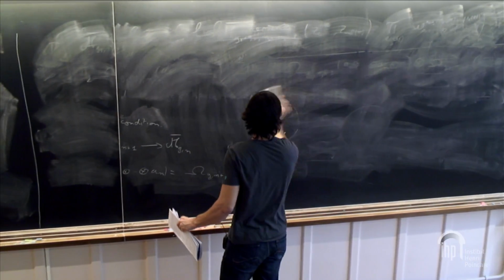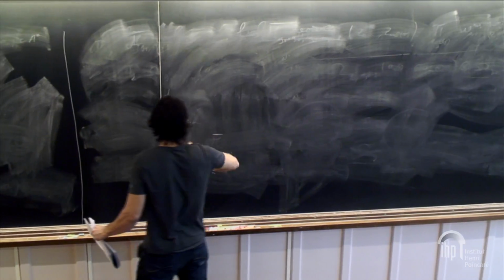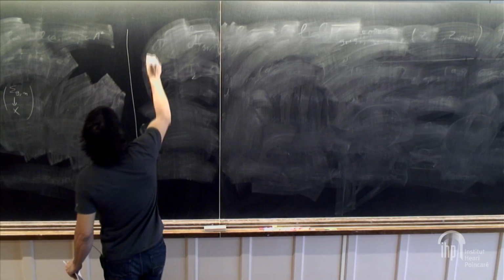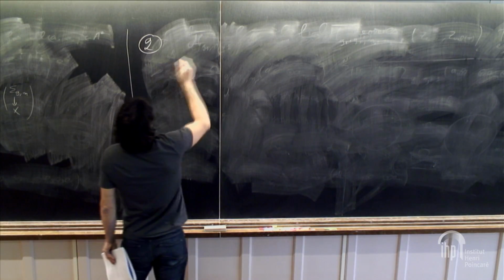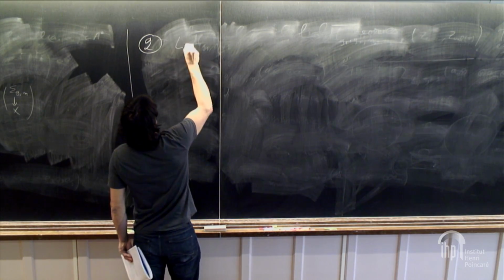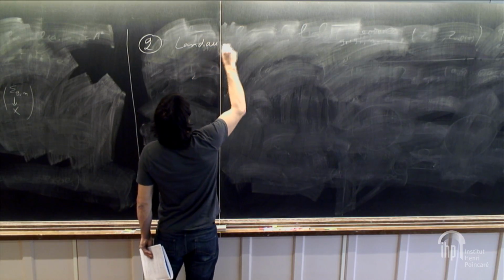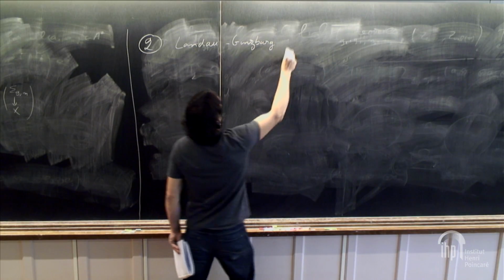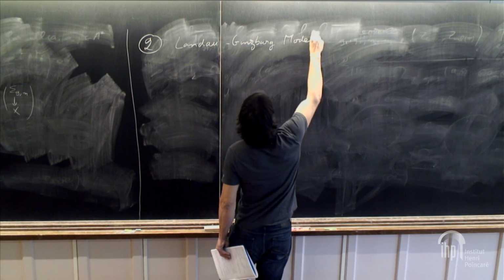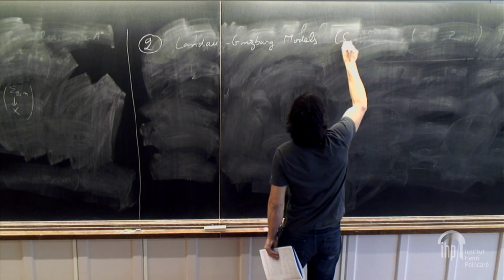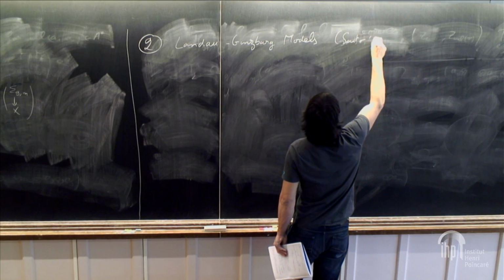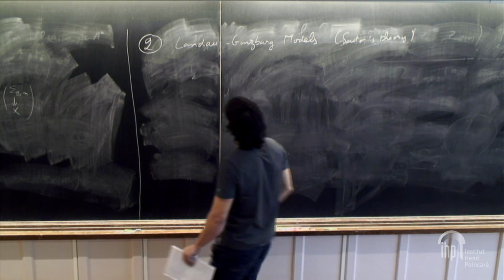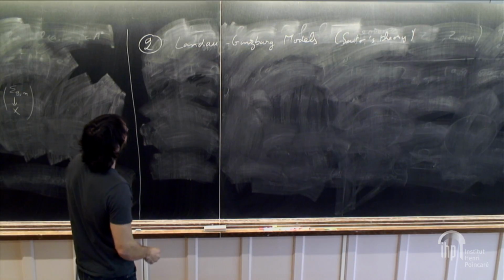Now, a dual prime, which is not of enumerative nature, is coming from Landau-Ginzburg models. Or sometimes you will see it called Saito theory. It's very related to that. And the data is a little bit different.